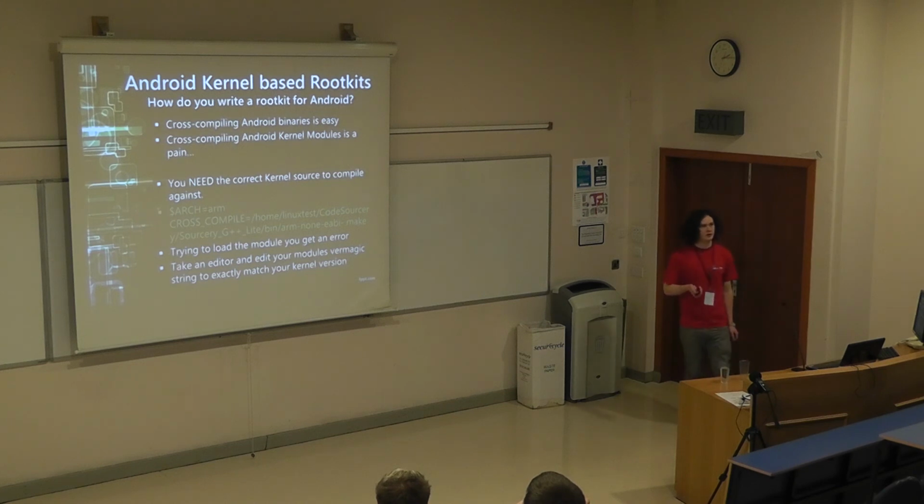So cross-compiling binaries for Android is easy, to be honest. It's not difficult. You need a tool chain. I think you need kernel source. No, in fact, I don't think you even need kernel source. It's pretty straightforward. But cross-compiling an Android kernel module, it turns out, is the biggest pain in the ass I have had this year.